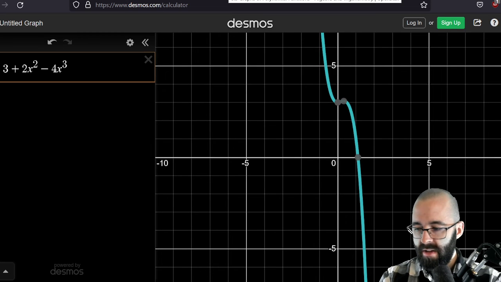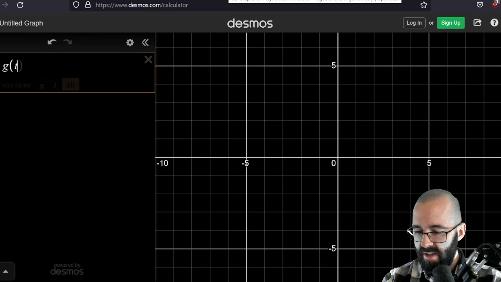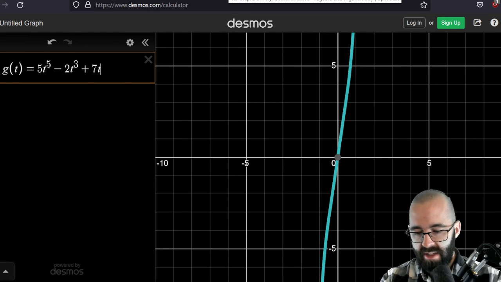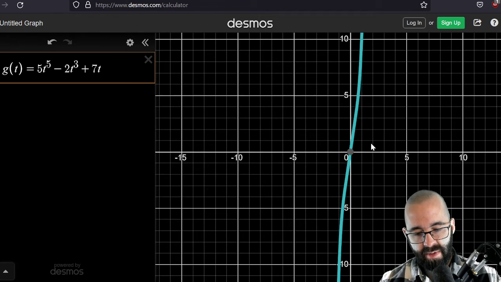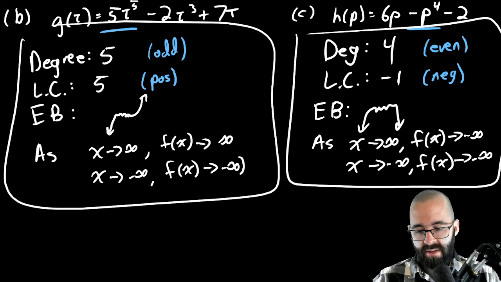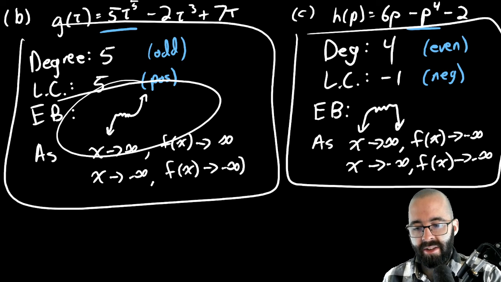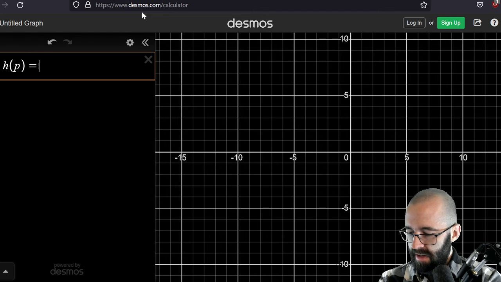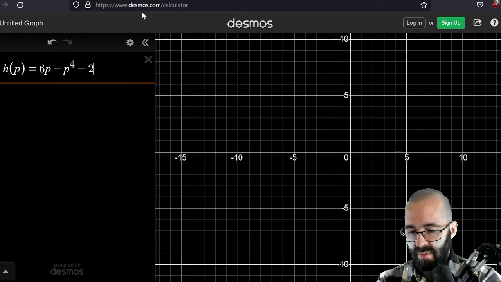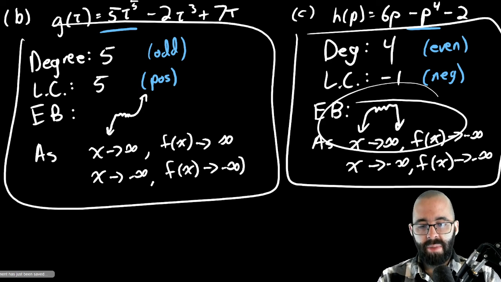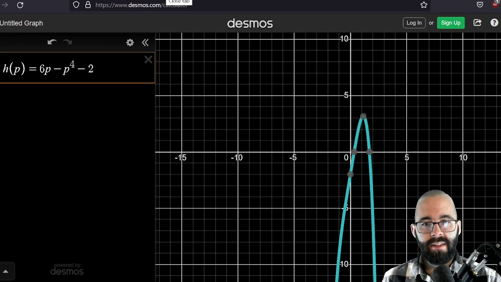What about part B? Part B said g of t was 5t to the fifth minus 2t cubed plus 7t. End behavior, maybe zoom out. Yeah, it looks like it's going like this. Up to the right, down to the left. Up to the right, down to the left, good. What about C? Part C is h of p equals 6p minus p to the fourth minus 2. It's going down on both sides. Down on both sides. Good, good, good, good.